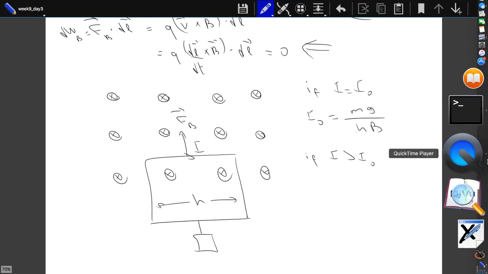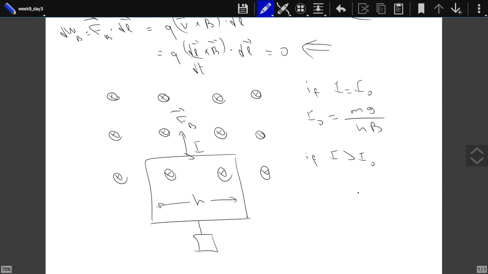But, okay, these buts are always dangerous. Look at this problem. If it's not the magnetic field doing the work, something is doing the work. So what is doing the work? Battery. The battery will be doing the work. So that is what we will study now.